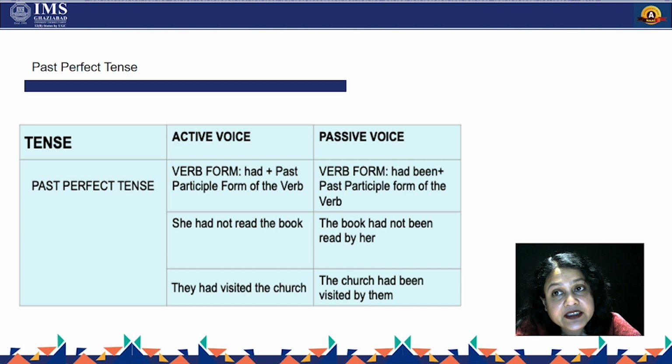They had visited the church. The church had been visited by them. Now this is very easy to understand. If you grasp one of the tenses, you will be able to grasp the changes that follow in the past and the future as well.